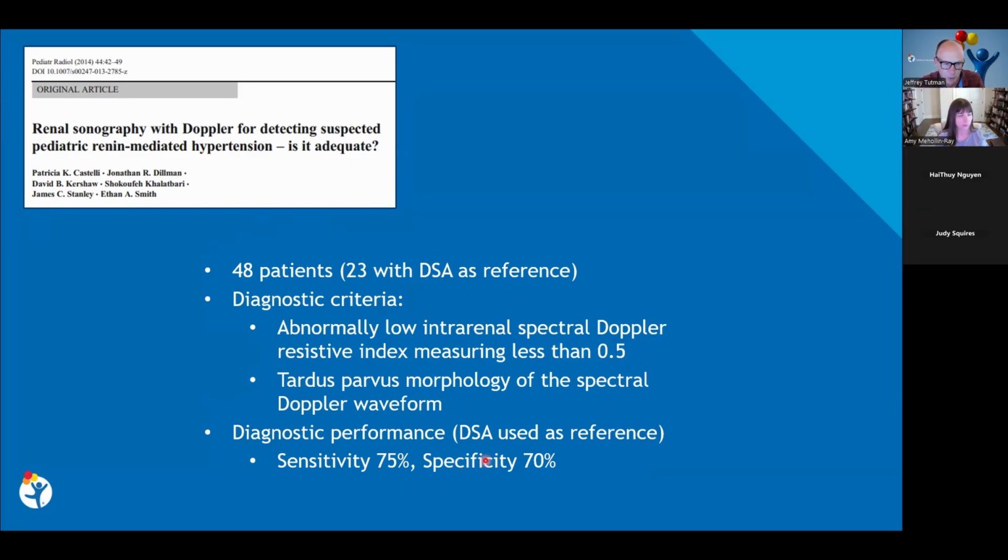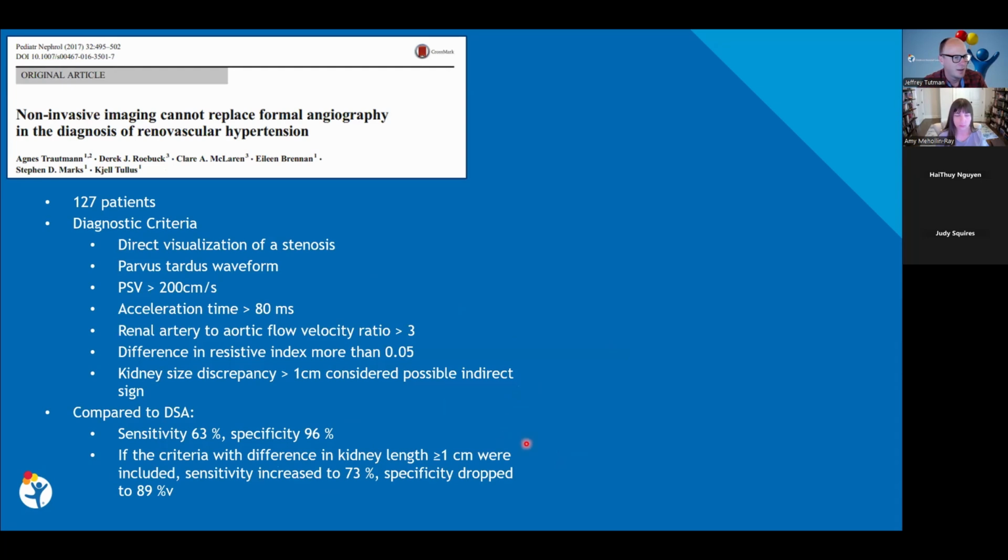So again, diagnostic performance in that population is in the mid to low 70s for both sensitivity and specificity. Then this came out in 2017. This was the largest paper that I'm aware of in this particular population. They are trying to make the argument that DSA is really going to be the gold standard over the non-invasive imaging. They use that as a catch-all for both ultrasound as well as CTA and MRA. They use much broader diagnostic criteria than those other papers.